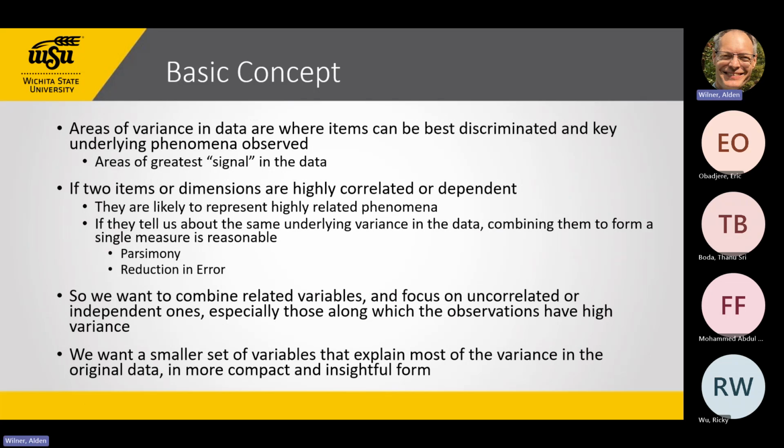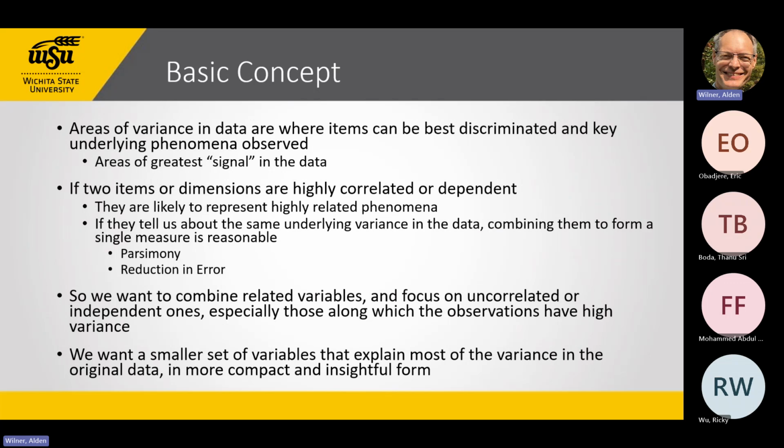And the key underlying phenomena observed, this is the area of the greatest signal in our data. If 2 items or dimensions are highly correlated, they're likely to represent highly related phenomena. If they tell us about the same underlying variance in the data, then we can combine them to form a single measure.